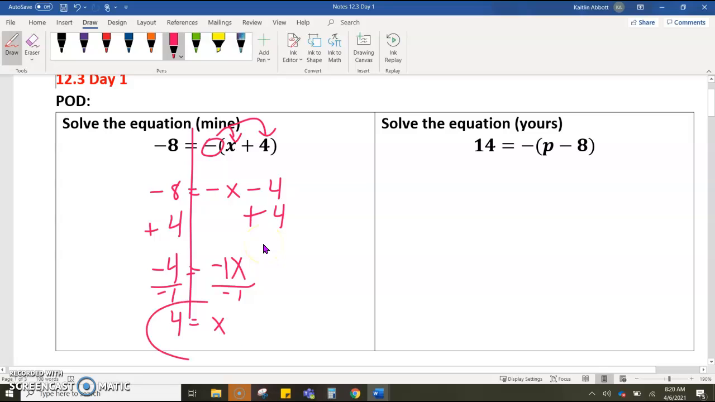Okay. Now take this time to do this problem on your own on Nearpod. Let me know if you have questions.